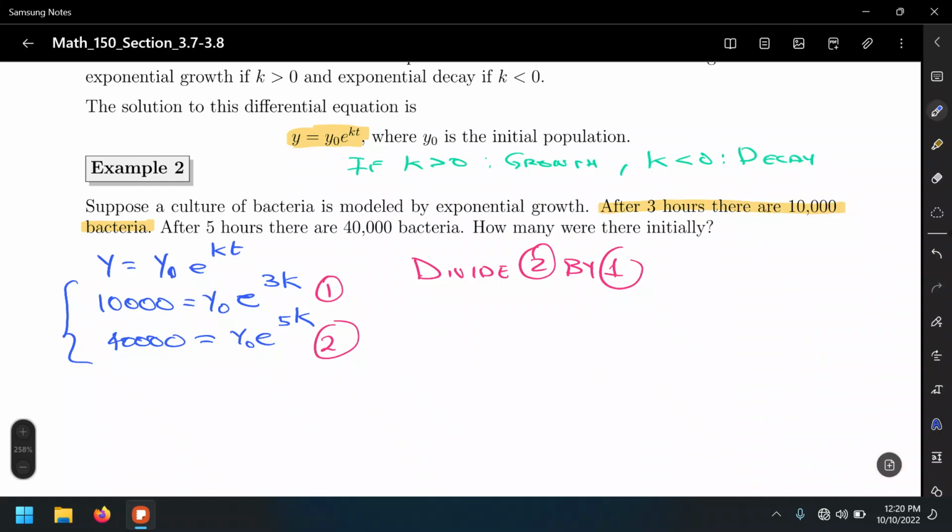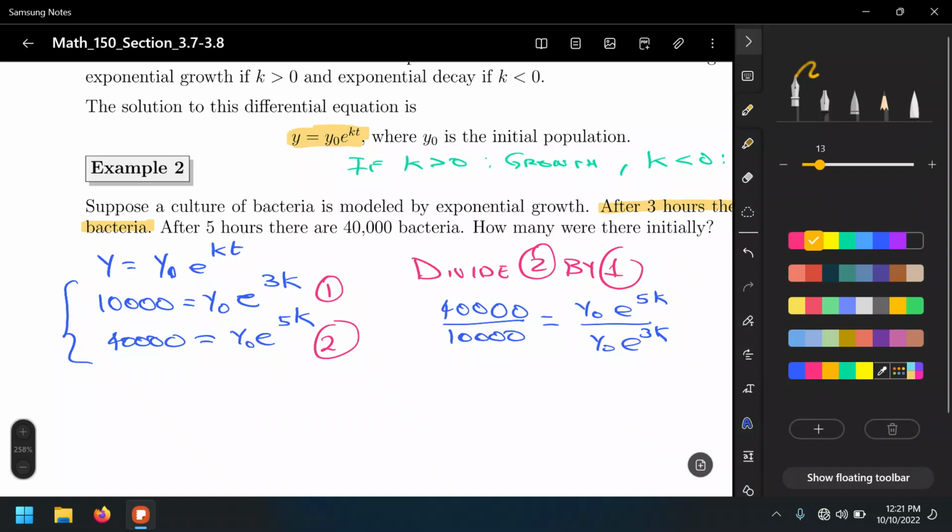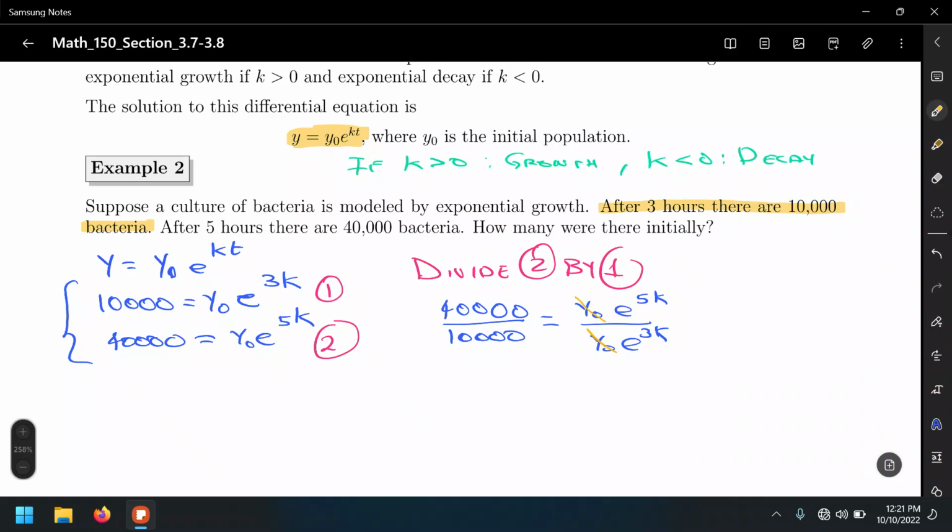So that's 40,000 over 10,000 equals y initial e to the 5k over y initial e to the 3k. It's better to divide in this order because notice how we're going to get nice integers, as opposed to rational numbers. Also, when we subtract the exponents, 5k minus 3k, we're going to get positive exponents. Otherwise we would have gotten negative exponents. So we can cancel the y initial.